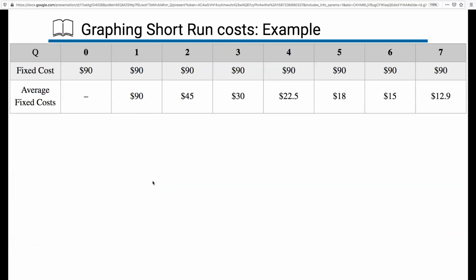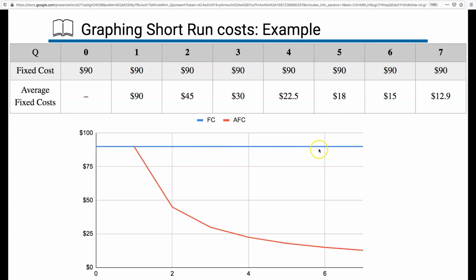Going into fixed costs. In this example, fixed costs are at the level of $90, and so this amount does not change with the amount of output, so it's just going to be a straight horizontal line on the graph. And that's going to be this blue line right here. That simply means that no matter how much you produce, your fixed costs are fixed at the level of $90.